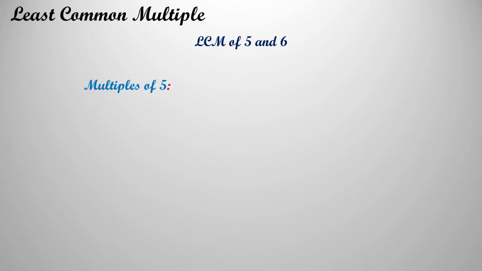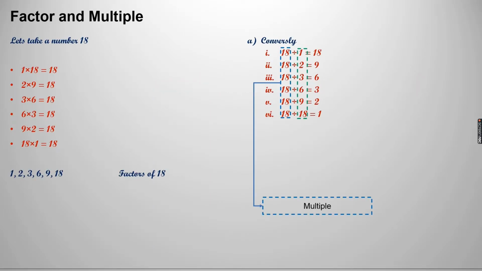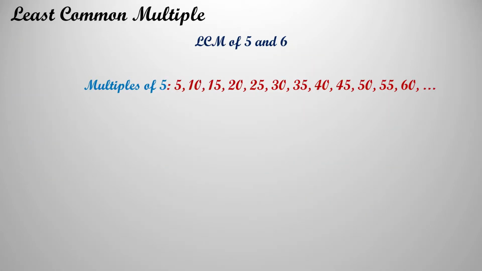So we find out the multiples of 5. Those would be 5, 10, 15, 20, 25, 30, 35, 40, 45, 50, 55, 60, and so on. By the way, if you need to learn what is a multiple, how did I arrive at those numbers, you need to check out the video Factors and Multiples. I'll link to the video down below. Learn the basics and then come back to the exercise.